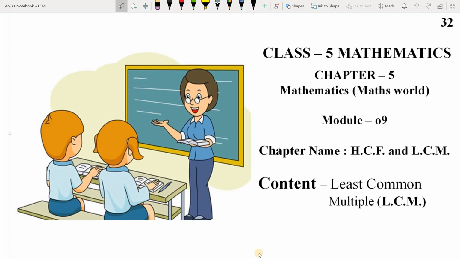Good morning, dear students. Today we will learn least common multiple, LCM. But before getting started, I want to tell you a story.